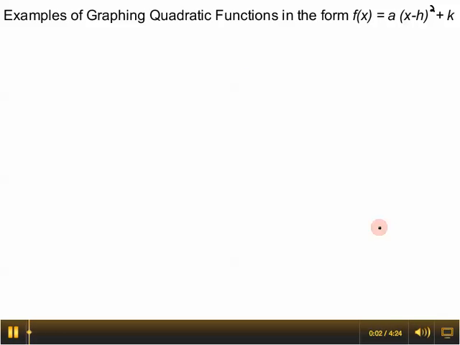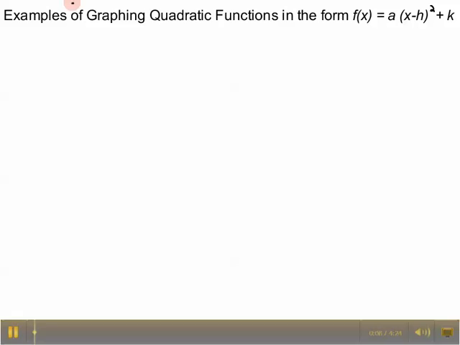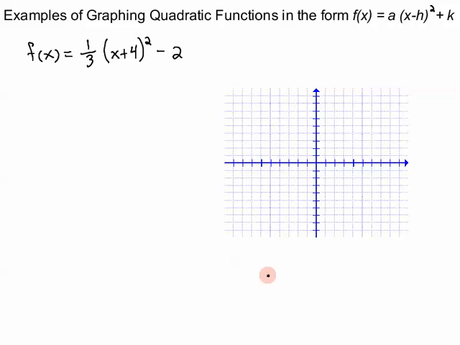Okay, here I just want to do several examples of graphing quadratic functions in this form now. So let's look at this first function. Okay, we're going to graph this function using symmetric points, and we're going to start by making the part that's squared 0. So that will give us the vertex.